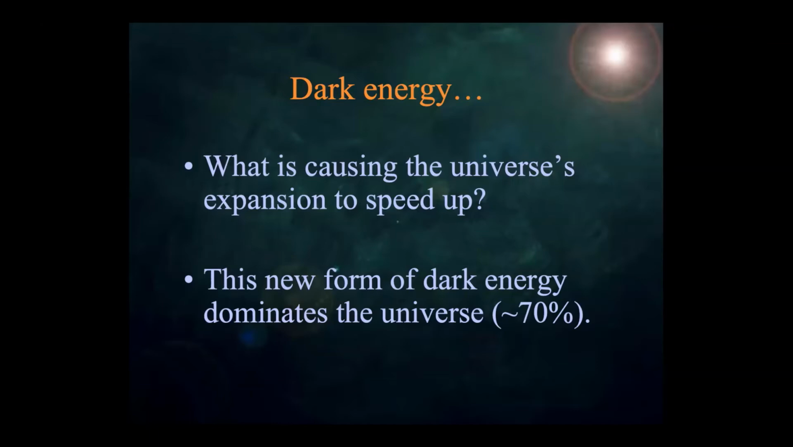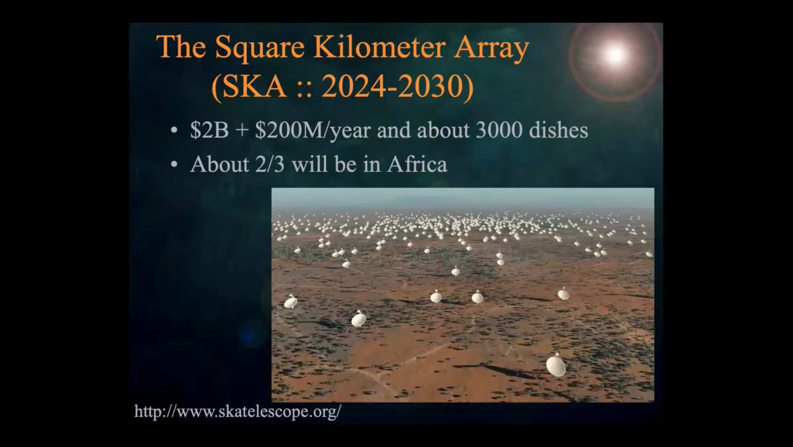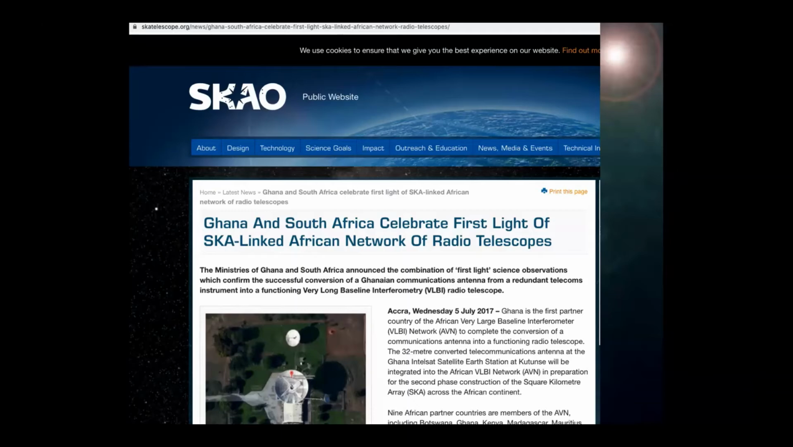Very, very strange. Anyway, whenever scientists come up against this kind of scale of mystery, they want to go and try to solve it. And for that, you need new tools. I'll just very briefly mention one of them, which is the Square Kilometre Array. The Square Kilometre Array will start construction in the next few years, and it will cost somewhere around a couple of billion dollars. We will begin construction of phase one in a few years, and the end goal will have several thousand dishes. About two-thirds of the SKA will be in Africa, and the rest will be in Australia. The majority of the dishes will be in African partner countries, of which Ghana is one. And I saw this recent news about the conversion of a satellite Earth station to be used as part of what's called the VLBI network, which we may hear about just now.